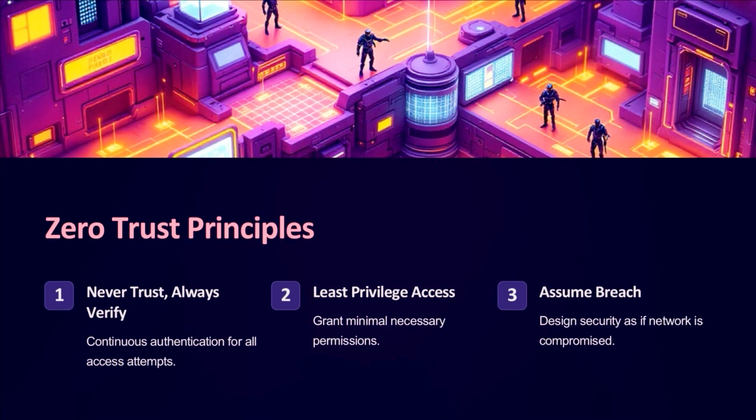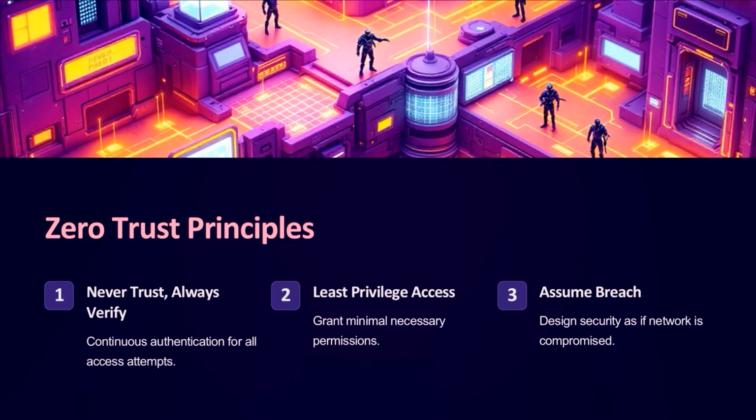Zero Trust is a security model based on the principle of never trust, always verify. Here are its key principles. 1. Verify identity. Always authenticate users and devices, regardless of their location. 2. Least privilege access. Limit user access to only what is necessary for their role. 3. Microsegmentation. Divide networks into smaller segments to contain breaches.